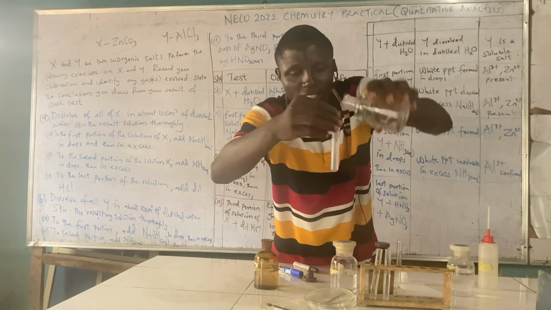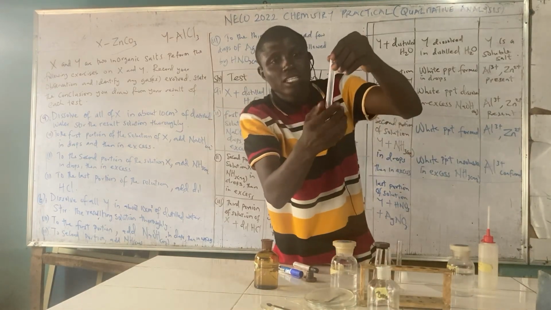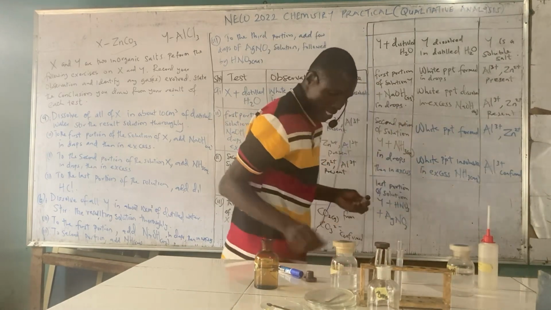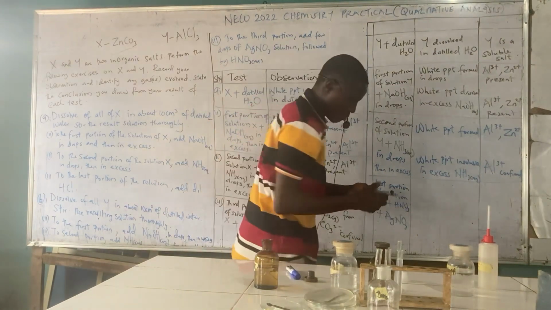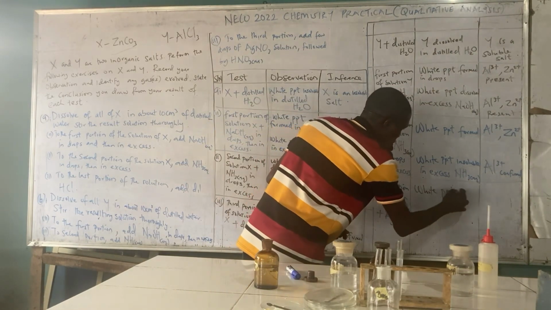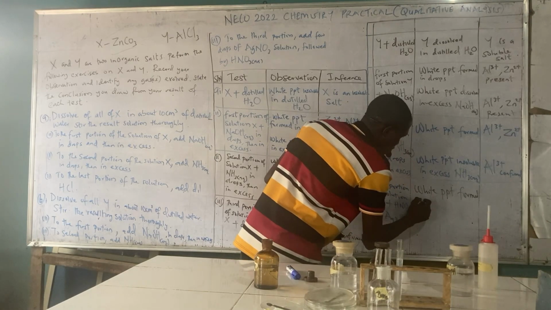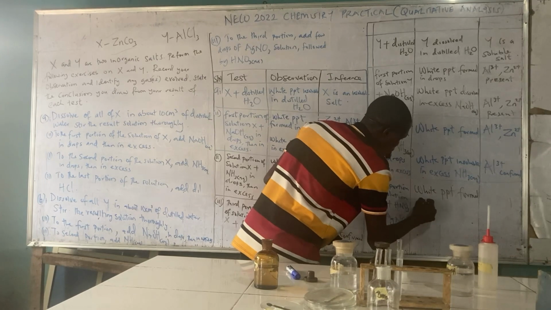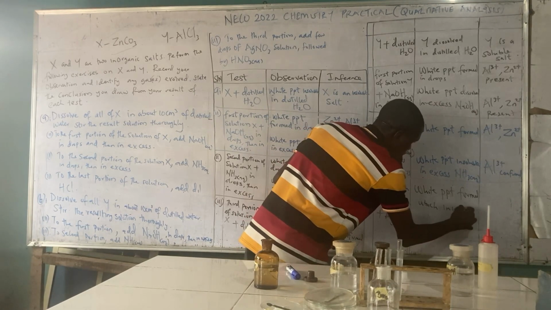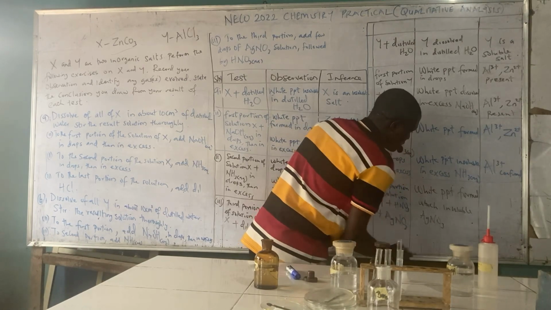So you can see, this is white precipitate forming. So this is as a result of what? Chlorine. So white precipitate formed, which is insoluble in HNO3.